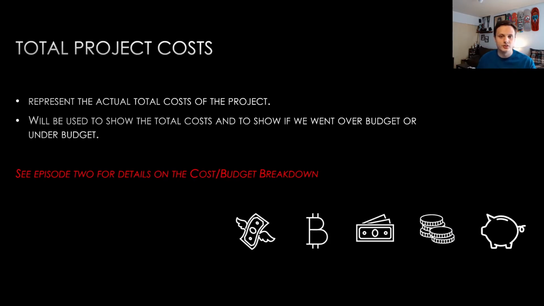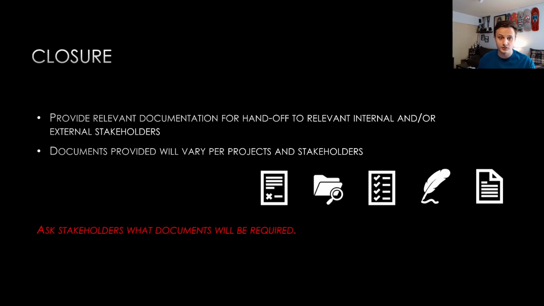Next, we have the total cost. The total cost will essentially be the cost breakdown discussed in episode 2 with modifications and updates to represent the actual cost of the project. This will be used to show the total cost and to show if we went over budget or under budget. The main difference is that this is the actual cost of the project, not just a prediction like the cost breakdown structure originally created. Once the project is complete, the next step is project closure.